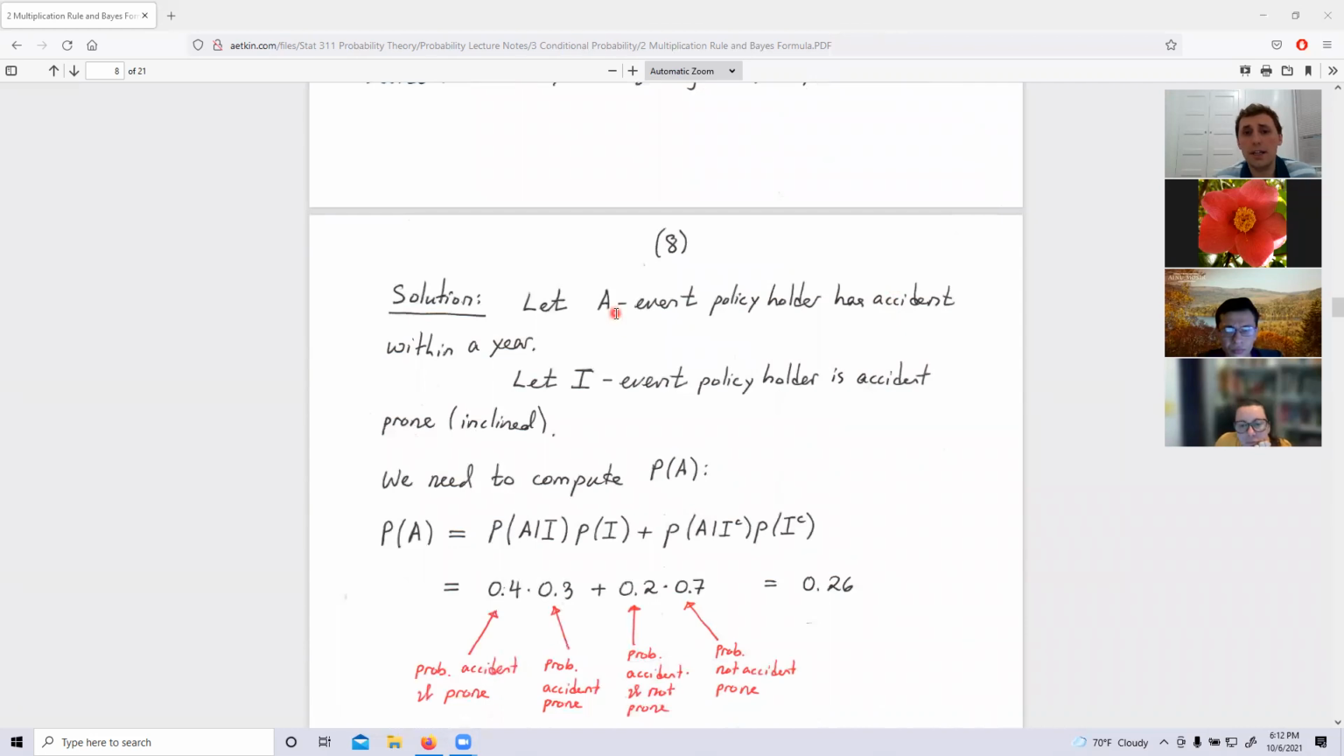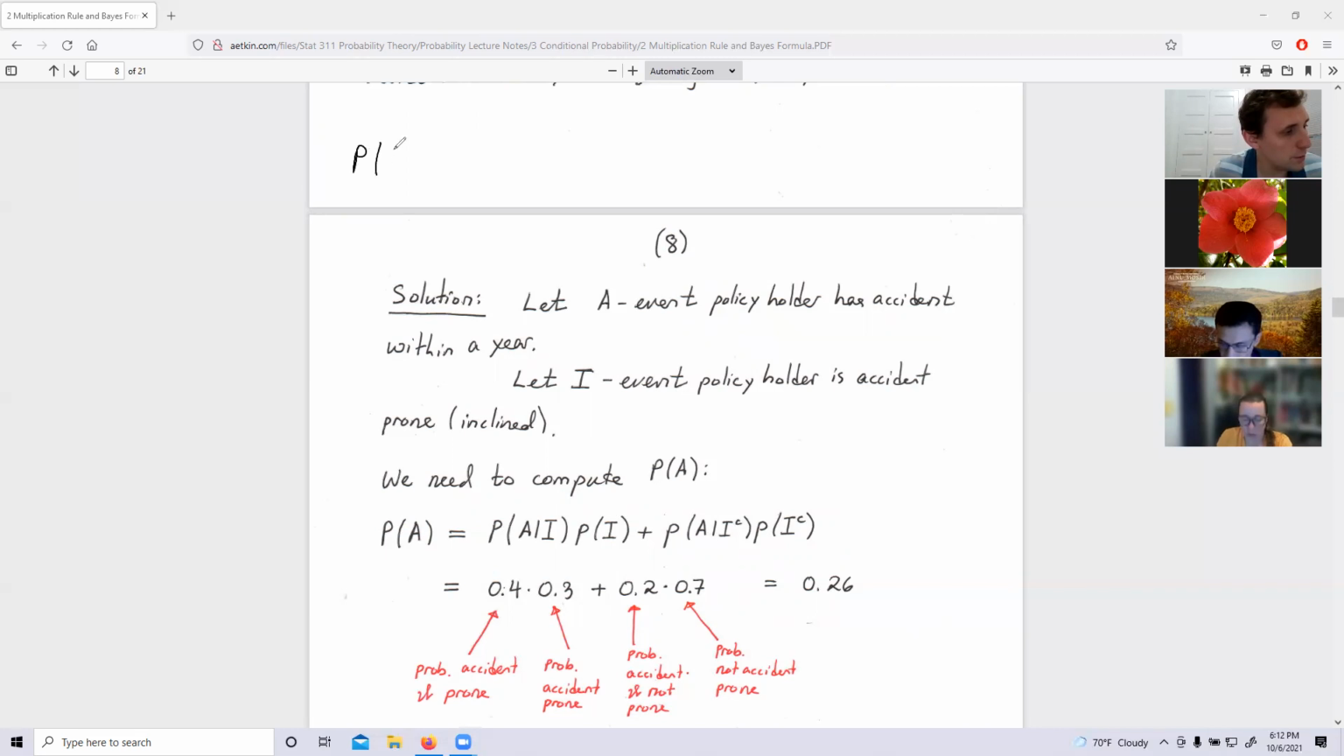So let A be the event policy holder has an accident within a year, and I be the event the person is inclined to have accidents, okay? That's how I set it up. So I want the probability of accident. So clearly I can condition by accident and being inclined, and accident and not being inclined. Yeah, so I skipped here a step just to be sure. Let me write that step here, just if it helps.